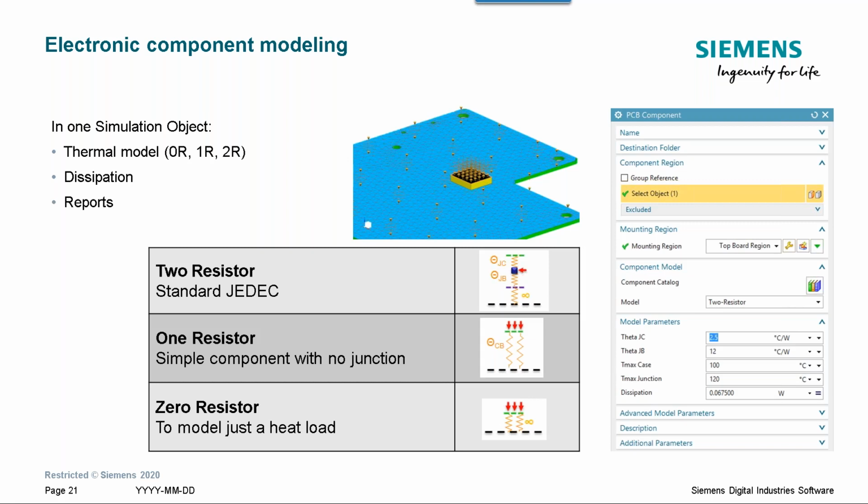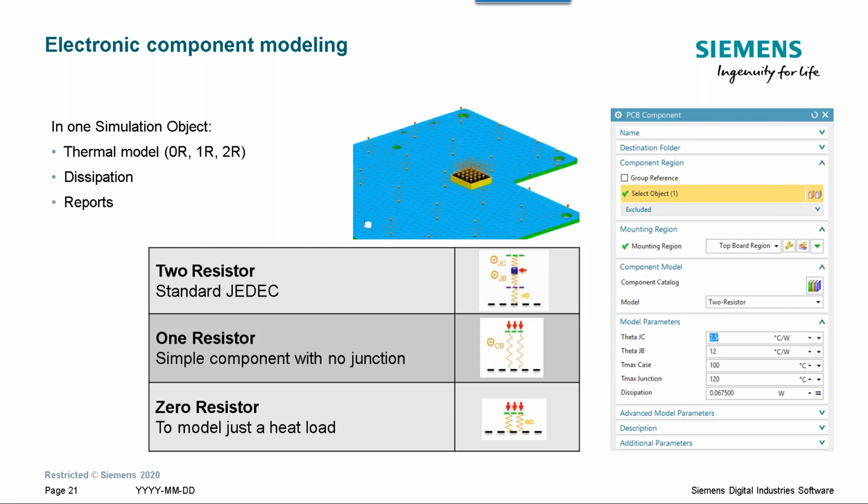So all these simulation objects have different model parameters. We see them a little bit here in the dialog, so we can assign to those simulation objects dissipation, different values that would be visible inside the report. And again, since we have a full understanding of the data model that we get from ECAD, the user doesn't have to generate those simulation objects manually.